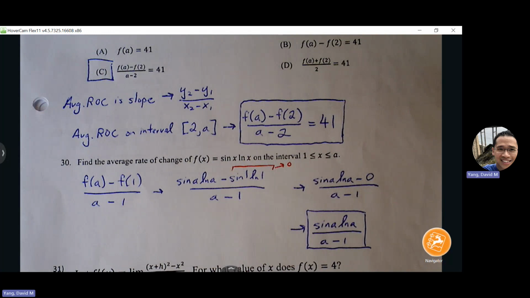Okay, so number 30, f of a minus f of 1 over a minus 1. F of a replaces all the x's with a. F of 1 replaces all the x's with 1. Now, this second part, we can actually clean up a bit more because we know natural log of 1 is 0. So that's going to wipe out that entire second term. So we're just left with sine a natural log of a all over a minus 1.